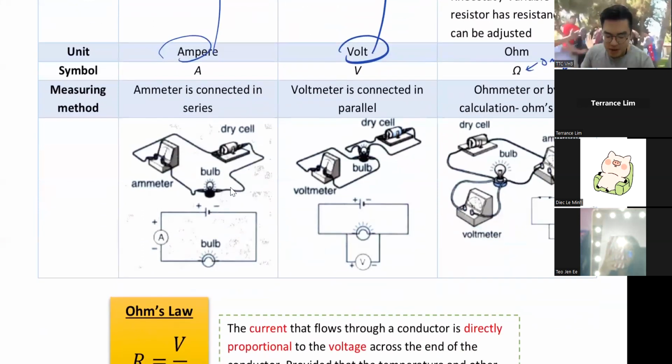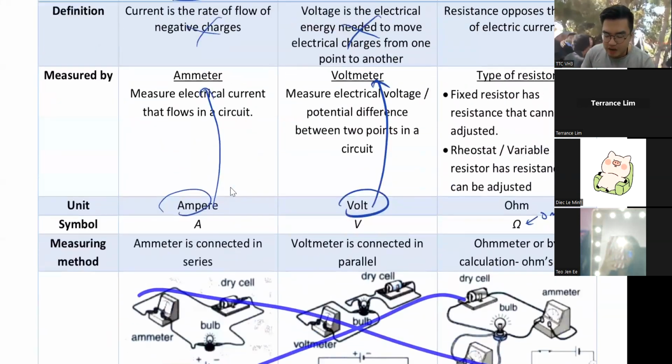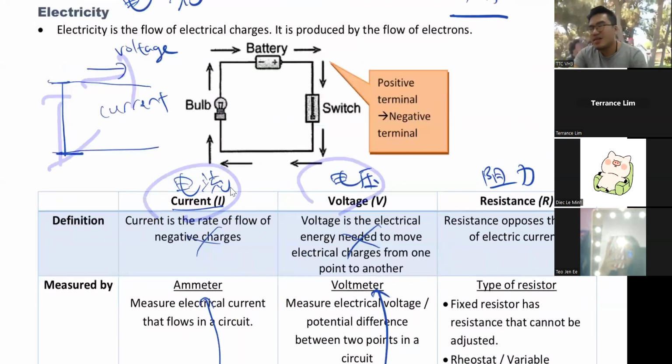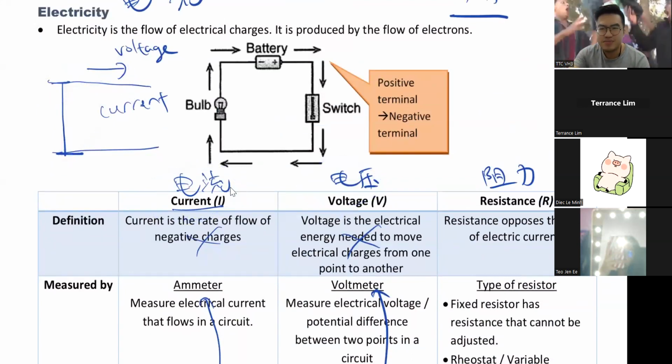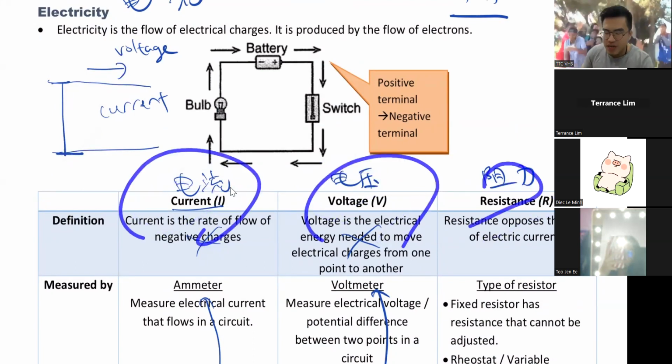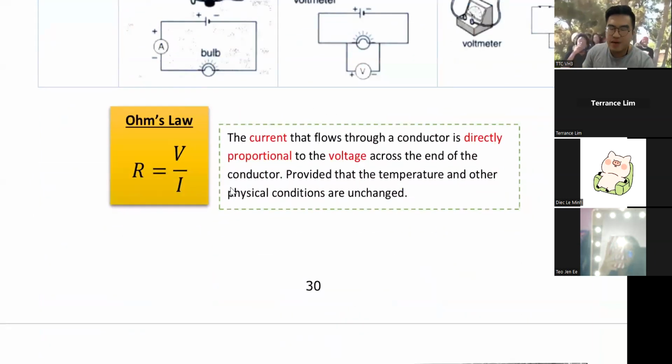All right. So this one you don't care. You just have to know this: current is the width, voltage is the speed. That's all you need to know for now. And how are these 3 related together? This was mentioned by Ohm's law, right?